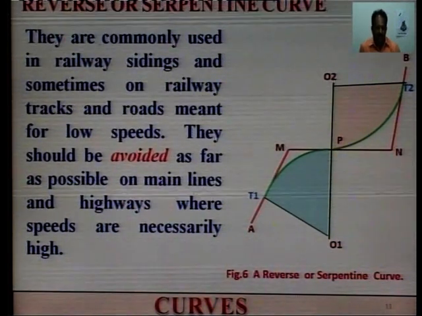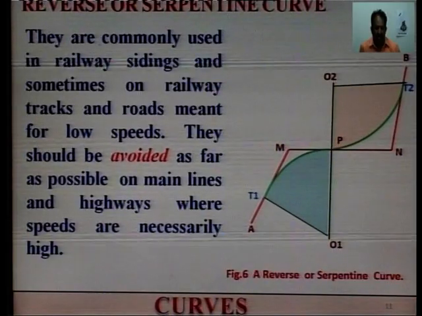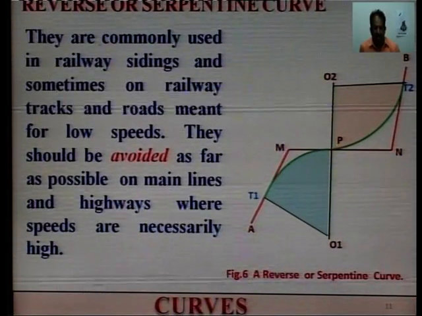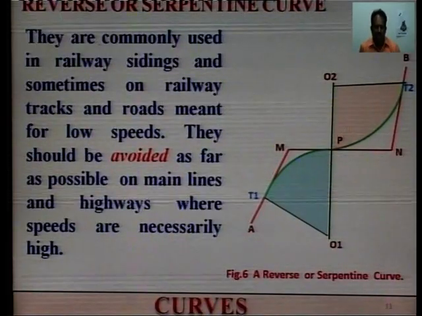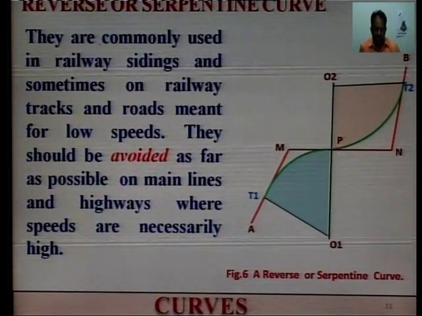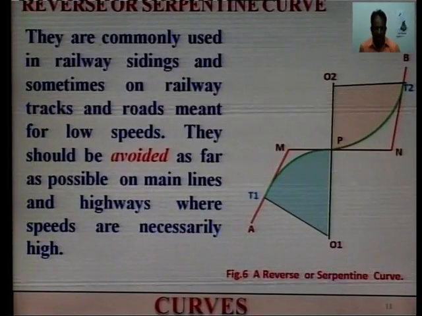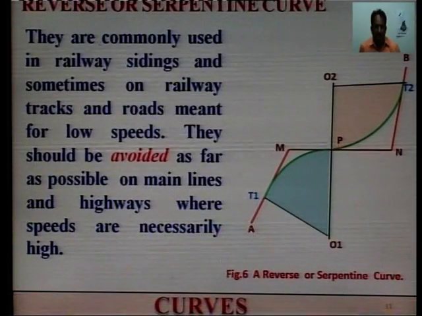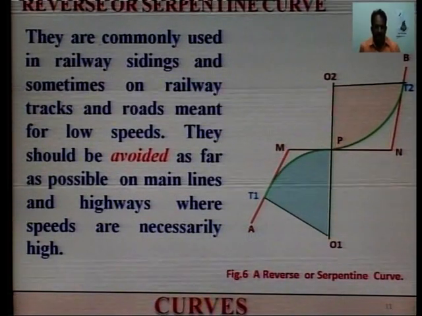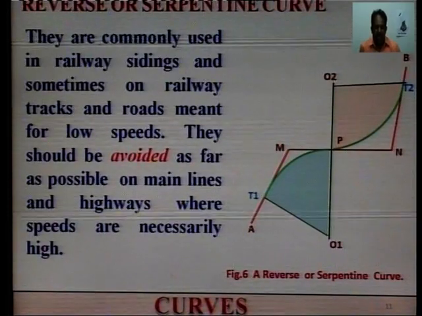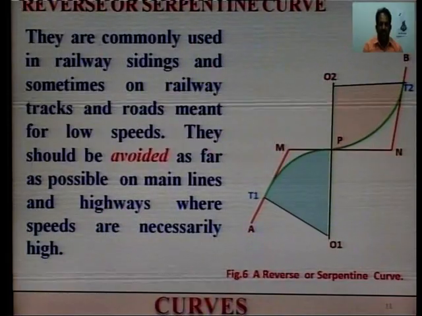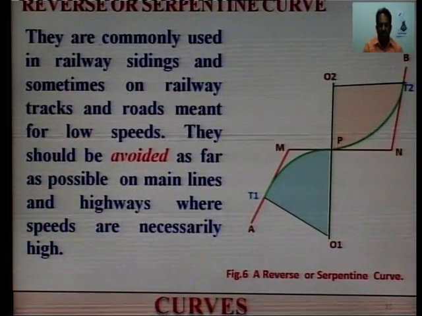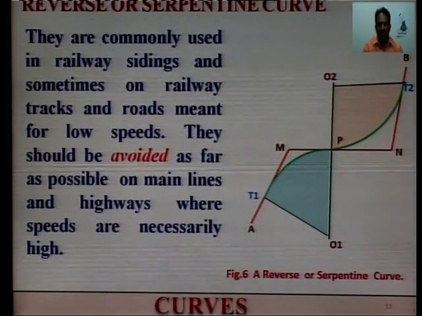They should be avoided, that is they should not be laid as far as possible on the main lines. Serpentine or reverse curves are not allowed, or should be avoided as far as possible, on main lines and highways where speeds are necessarily high. So, this is the figure of a reverse or serpentine curve as is being shown on your screen.